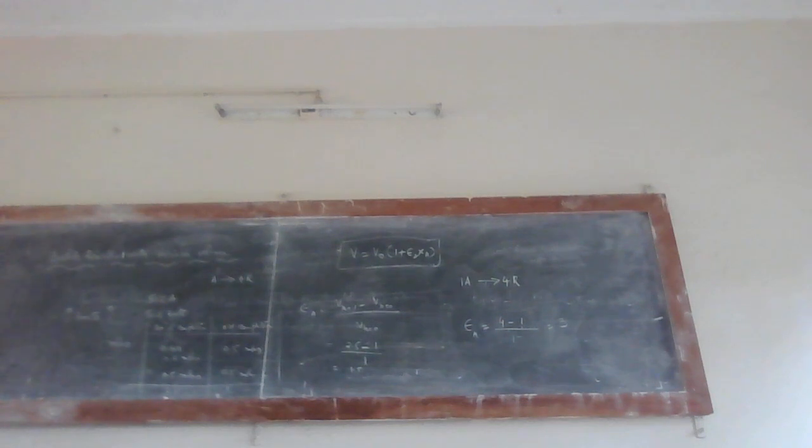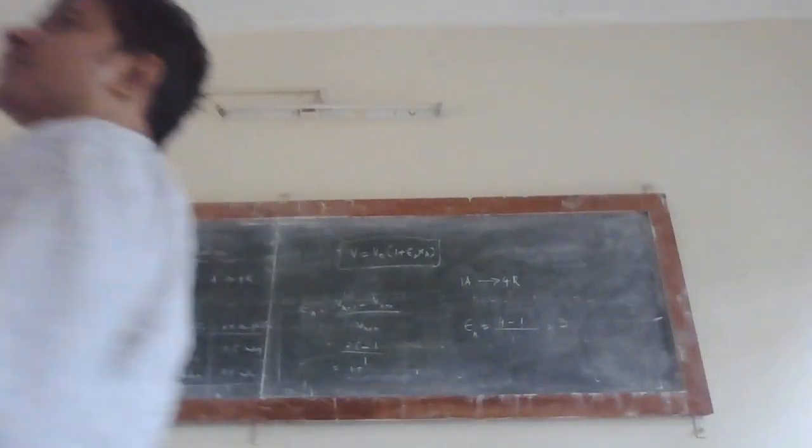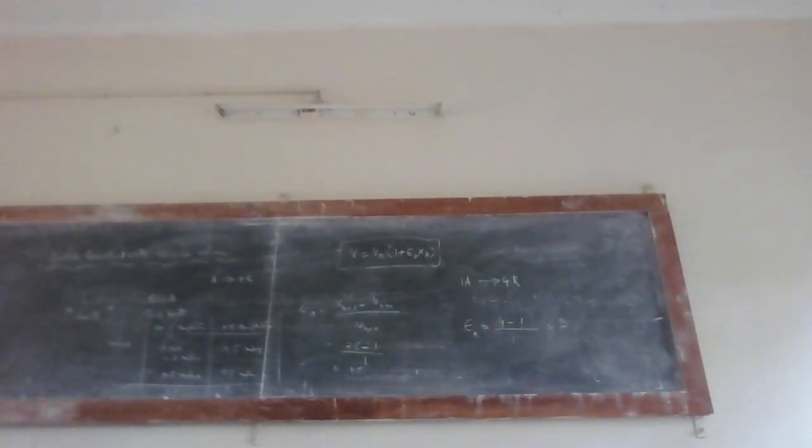Now let us open the textbook, Levenspiel, because I have given the assignment with the last question as a derivation part. For the variable volume derivation I have given. Open textbook page number 69. Just look at page number 69.